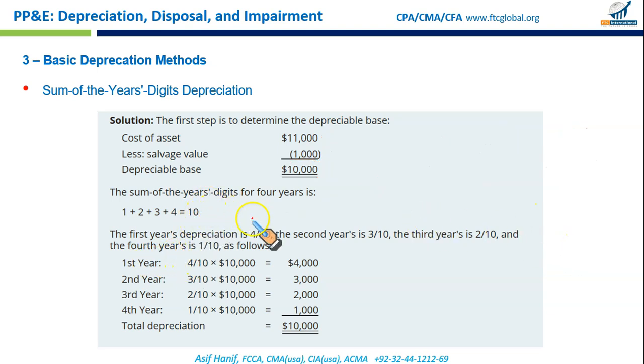So the first year depreciation will be 4 by 10 of 10,000. Second year 3 by 10, 2 by 10, 1 by 10. So if you calculate all the depreciation, it equals the depreciable base.